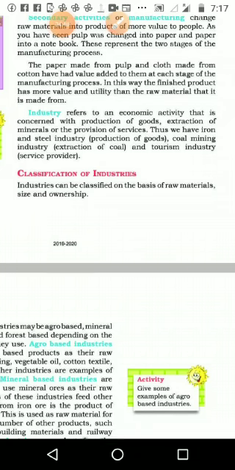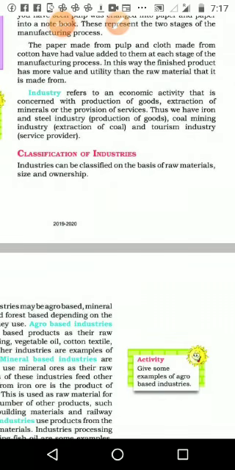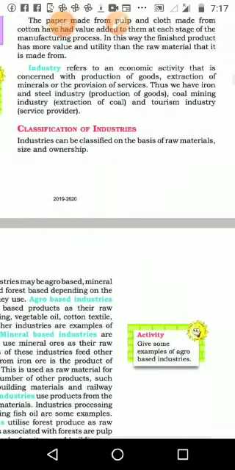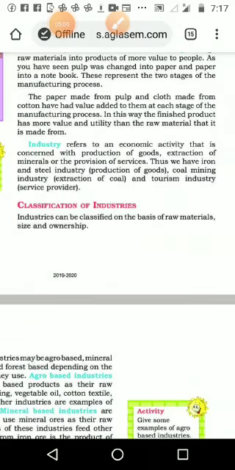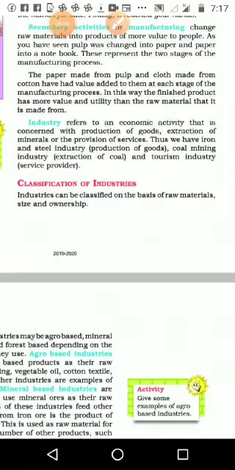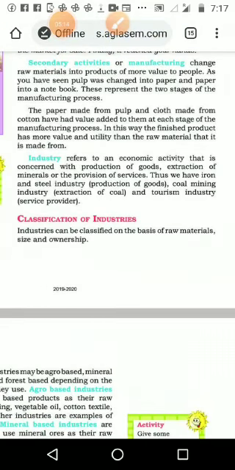In that, what all things are we doing concerned with the production of goods? We are thinking about how we can produce something good or something new. The extraction of minerals, we are mining to find some of the minerals. It may be gold or silver or iron or like that. Then the provision of services, it may be helping us through service. For example, some industries themselves work as a service, or some industries need many other services also.